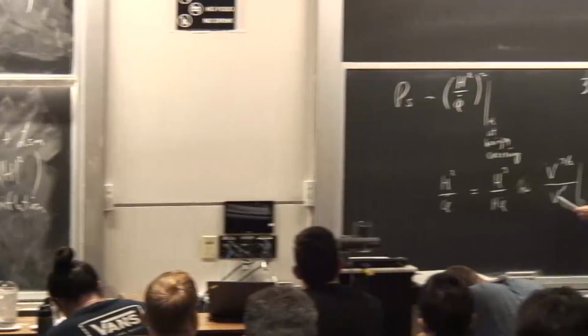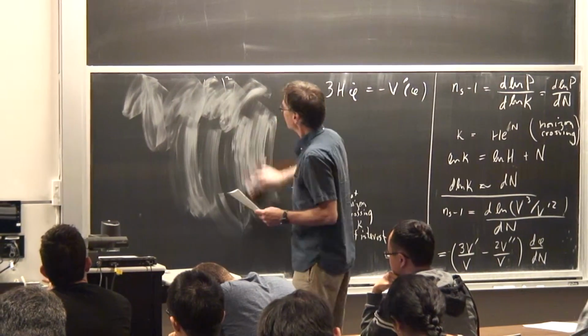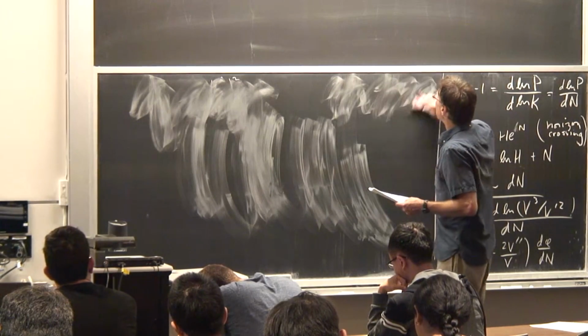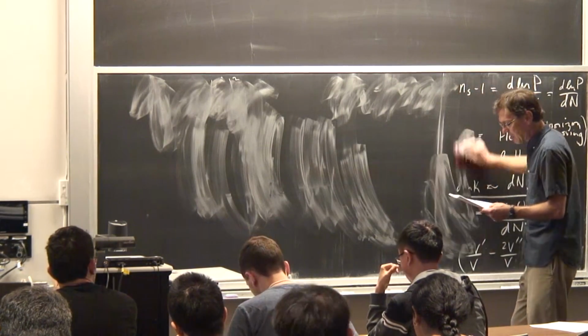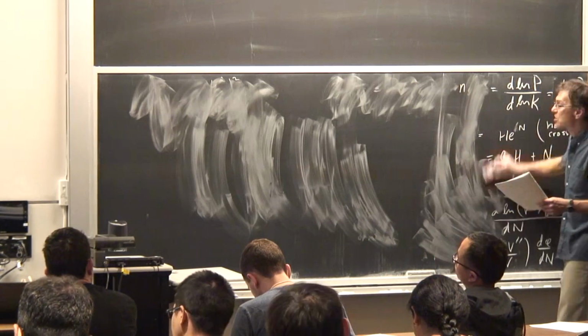And it's pretty simple, because it's just canonical quantization of a free scalar field, but instead of doing it in Minkowski space, you do it in de Sitter space.